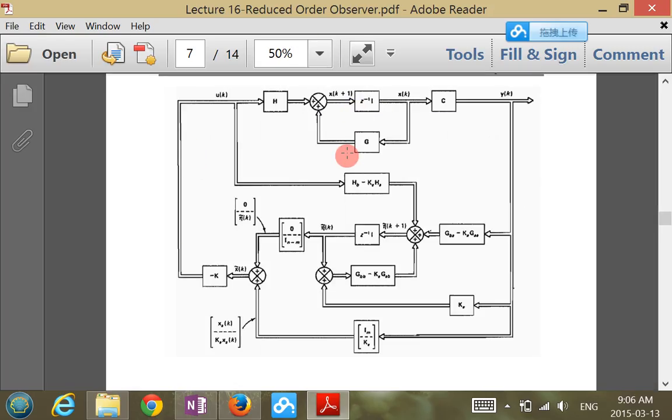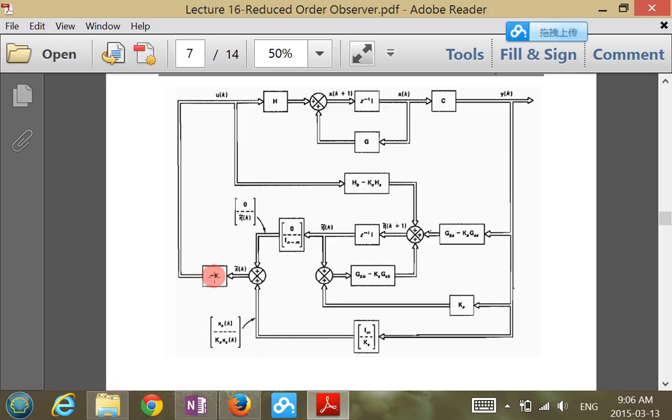This is from the lecture in the textbook, where you will have better quality drawings. But you see, the top one is your system, and the bottom one here is the observer. And the negative K here is the feedback. So you're designing two things.